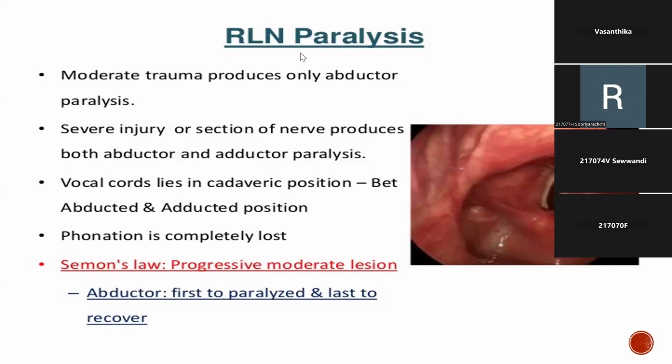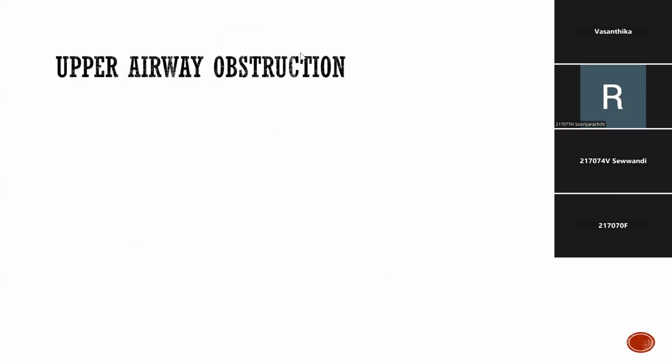Just for your knowledge, if you get a mild traction injury, your abductors are going to be paralyzed, and then your vocal cord may be in an adducted position. So that is the worst scenario. If you get bilateral moderate trauma, then you are in trouble. In that case, it is better to have a cut injury to the nerves, because then you will end up with both adductors and abductors paralyzed, and you will have some sort of airway for the patient to breathe.